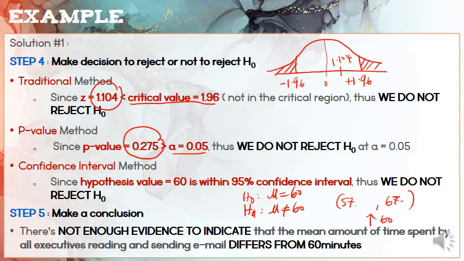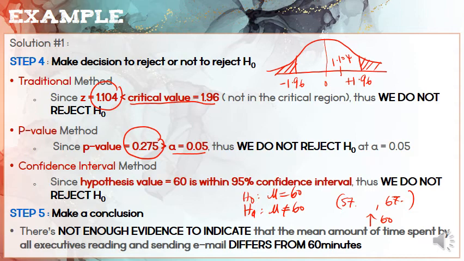So if you notice dekat sini, no matter which method you use, your conclusion will be the same. Based on all 3 methods, we do not reject H null. So how to decide? Saya ada mention juga dalam earlier slide. Nanti you boleh tengok balik. Okay, bila masa nak reject, bila masa do not reject, kalau guna traditional method, kalau guna P-value, and kalau guna confidence interval. Now, once you have made your decision, then please don't forget to make your conclusion.